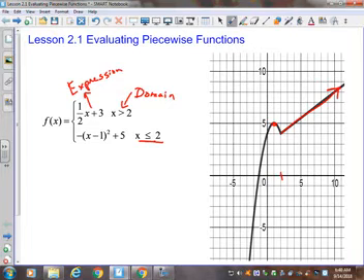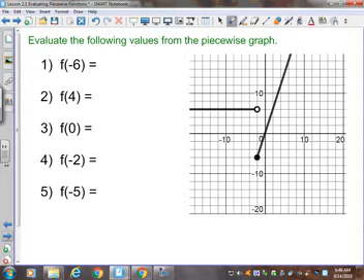So let's see, how is it that we evaluate these? Because if you can evaluate them, then we'll be able to plot points and actually graph them. So first we're going to evaluate these piecewise functions from the graph. So f of -6 means go over to -6 on the x-axis. Now this graph happens to go by 2's, so 2, 4, -6 is here.